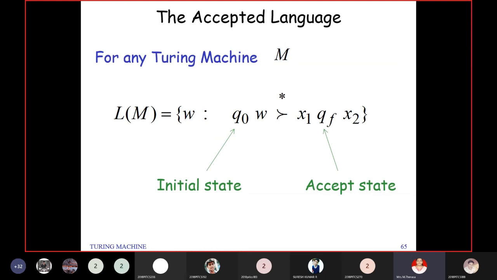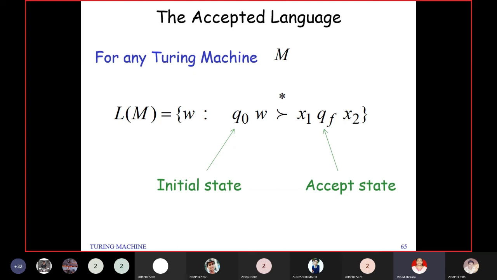Okay, next we'll learn about the accepted language of a Turing machine. Whenever you say the language is accepted by the Turing machine, for any Turing machine M, the language accepted by the Turing machine, denoted L(M), is equal to the set of strings w such that q0 w, over multiple moves, goes to x1 qf x2, where this qf belongs to capital F, the finite set of final states, and q0 is the initial state.